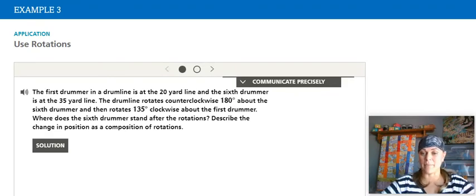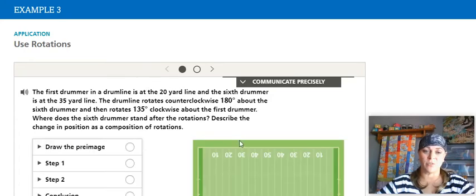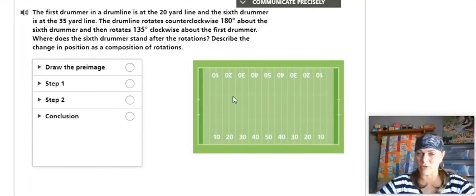All right, this is an application. This problem overall seems ridiculously complicated until you visualize it. Once you visualize it, I'm hoping you can understand it. And the nice thing is the book actually does it for you. It says the first drummer in a drum line is at the 20-yard line. So I'm going to just show you the visual. The sixth drummer is at the 35-yard line. So 20, 35. There's a spread of people between the first and the sixth right there.